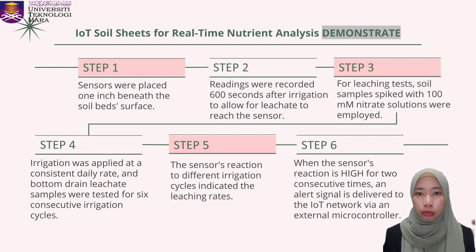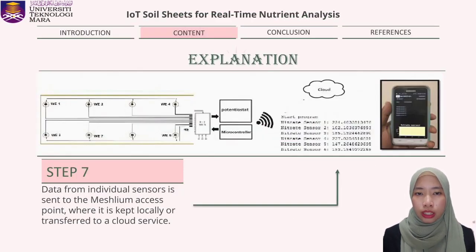Thirdly, irrigation was applied at a consistent daily rate, and bottom drain leachate samples were tested for 6 consecutive irrigation cycles. Fifthly, the sensor's reaction to different irrigation cycles indicate the leaching rates. Then, when the sensor reaction is high for 2 consecutive times, an alert signal is delivered to the IoT network via an external microcontroller. And lastly, data from individual sensor is sent to the Meshlium access point, where it is kept locally and transferred to a cloud service.